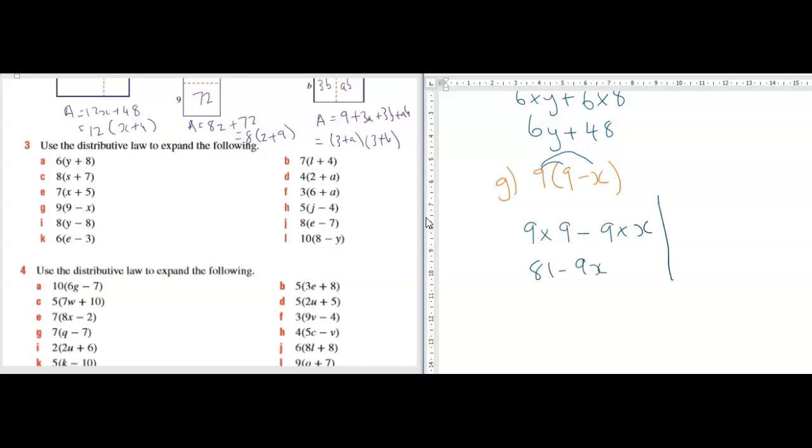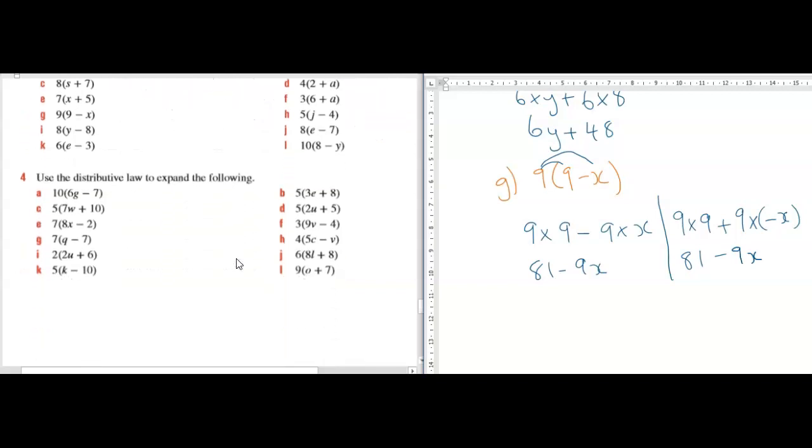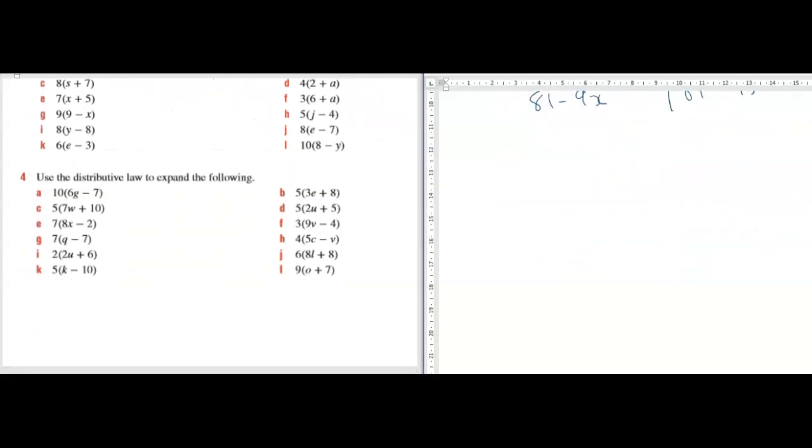Or if you want to, you could do 9 times 9 plus 9 times negative x. And because it's a negative, I always put them in brackets. 9 times 9 is 81. 9 times negative x is negative 9x. So I think putting the negative here means we don't get confused. Sometimes students get confused with their negatives. But if you're okay putting your negative there, then put it there. Same thing. All right, let's have a look at question 4.